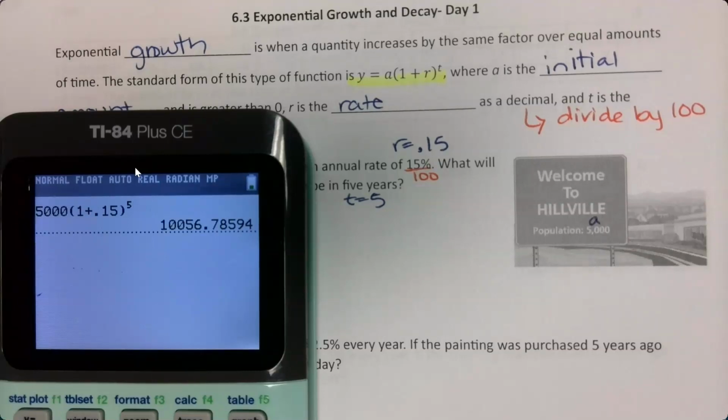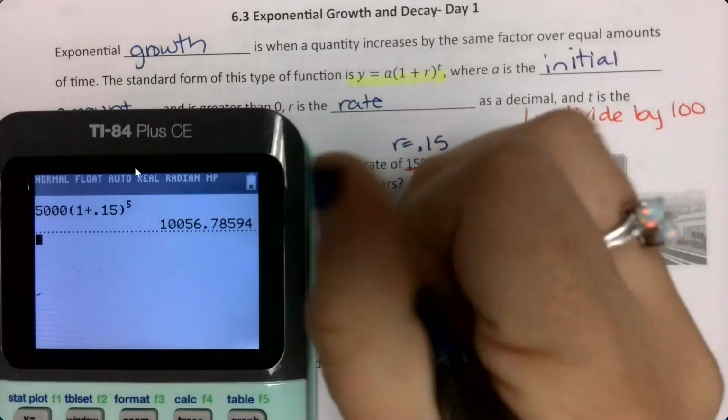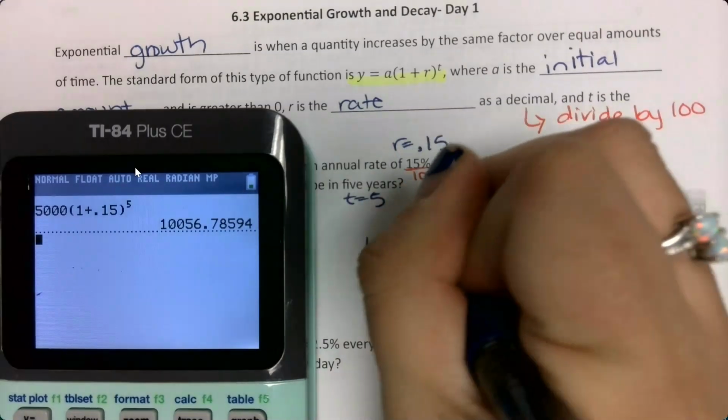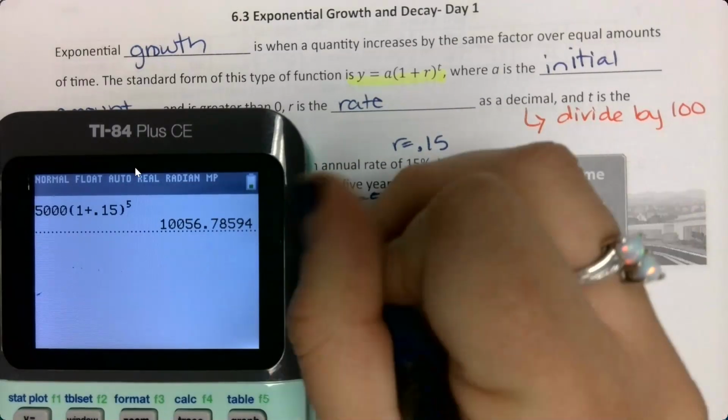10,056.785. We are talking about people. Does it make sense to say 10,056.785? Why are you shaking your head no, Riley? Okay, so then what should I change that number to? The 6 in 56 should change to a 7, so it should be 10,057. And then I want to tell everyone that we're talking about people.